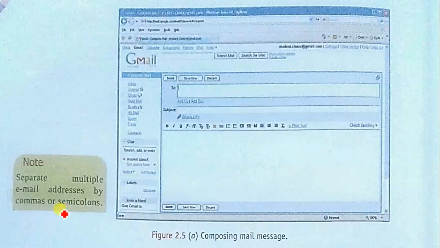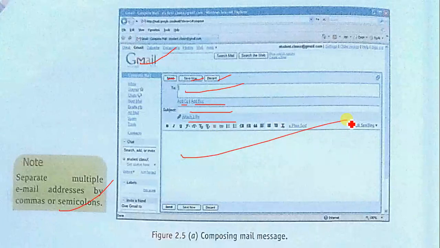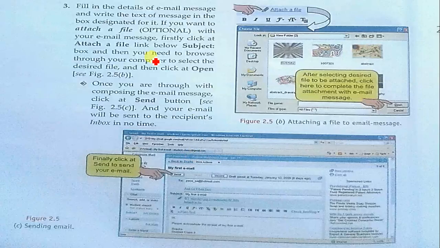Now this is composing a mail message. Separate multiple addresses by a comma or semicolon. Now this is the Gmail window, and here you can see send, save, or discard. Here we write To, add CC, add BCC, and here the subject and attachments. These are the rich text format options. If we click on plain text, then these options will not work. Here is the message window with send, save and discard. If we click on send, the message will be sent to the recipients.